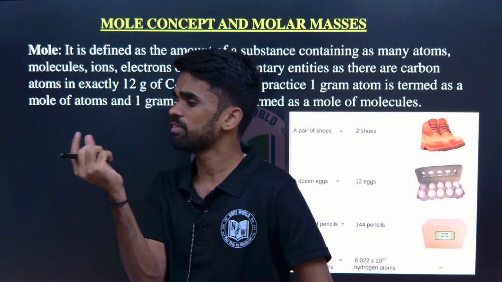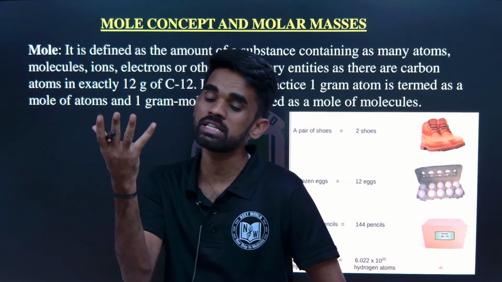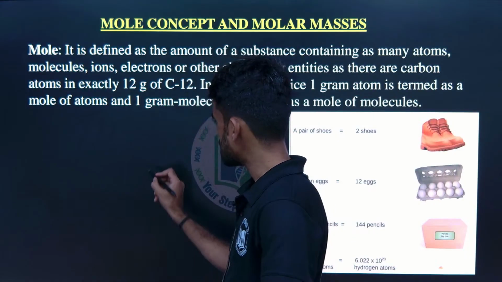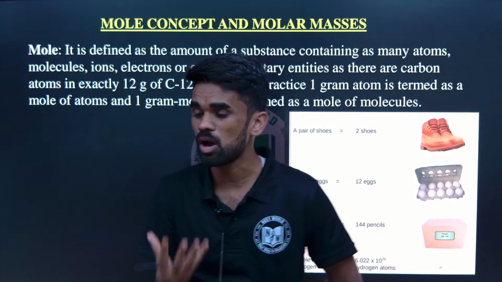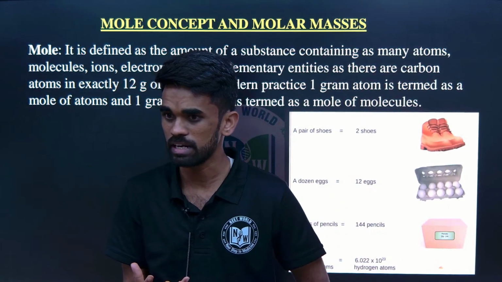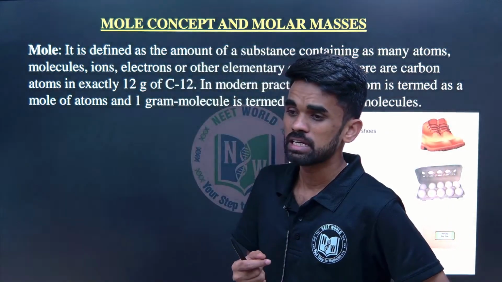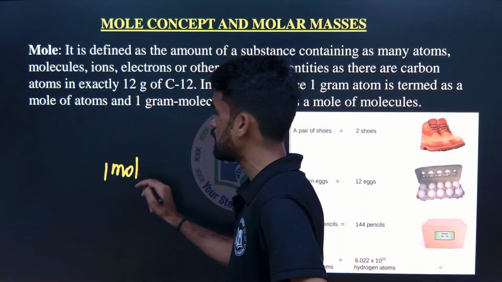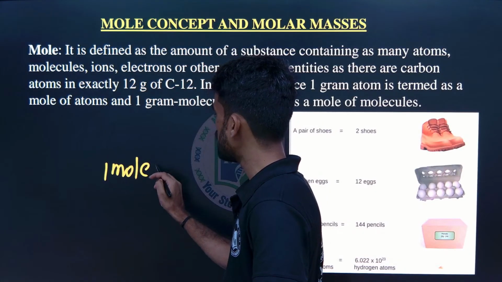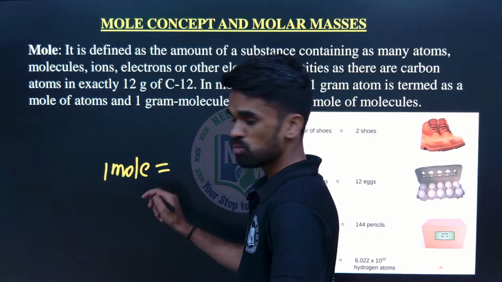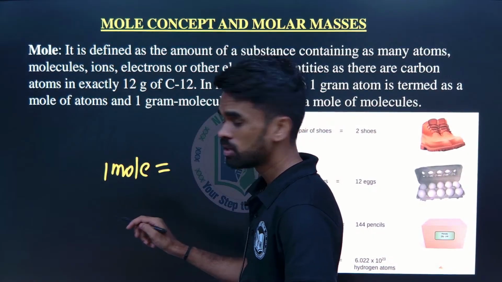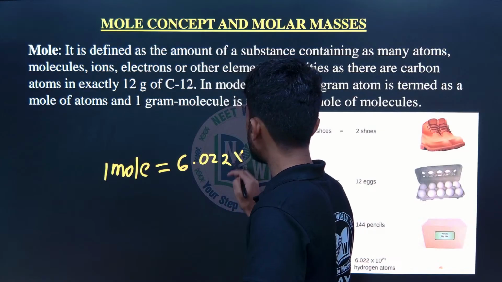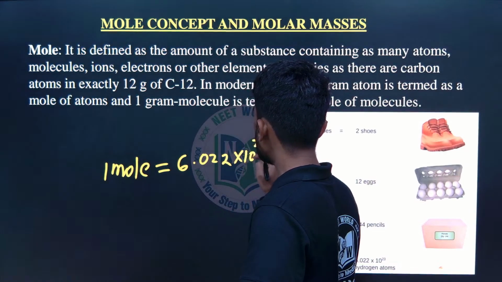So even if we take a small quantity, it has a large number of particles. Even if I take 1 or 2 grams, it will have a large number of particles in it. In order to express this, we have a term called mole, similar to dozen. This mole, it is practically observed, contains 6.022 into 10 power 23 particles.